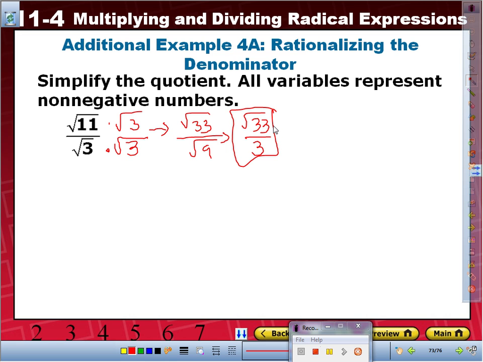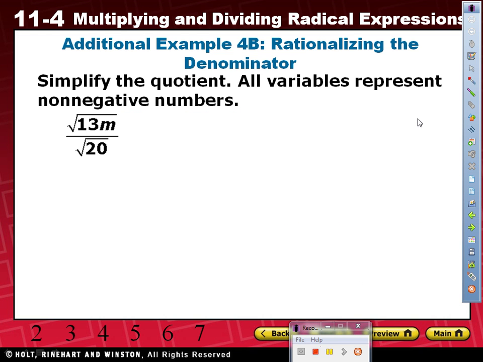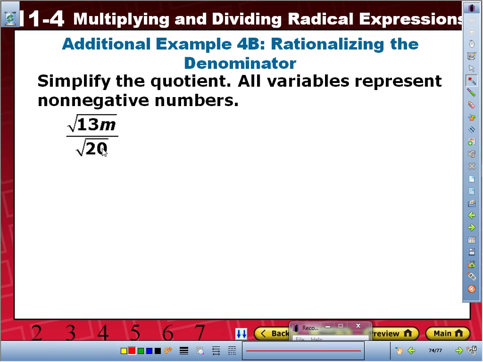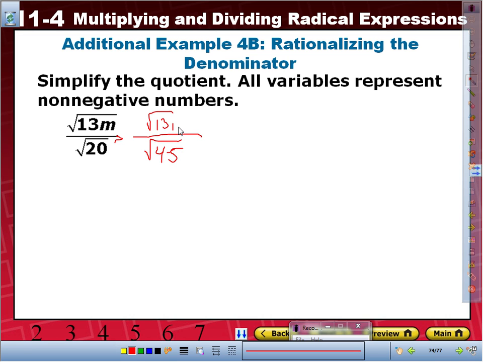Hold on before you leave. Let me show you one that is not simplified. You don't have to copy this, just pay attention. Here we go. Example 4b. Look at this one. Is this radical simplified? No. Therefore, this could be 4 times 5. This one stays the same, 13m. What is square root of 4? 2 square root 5 over square root of 13m.